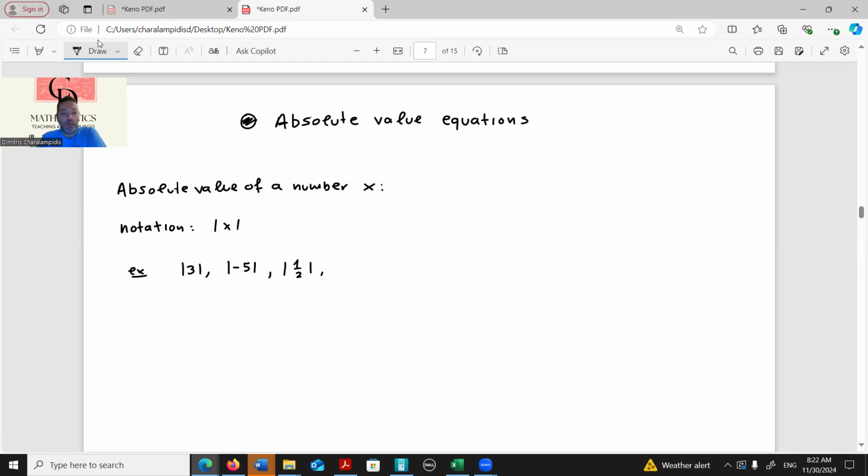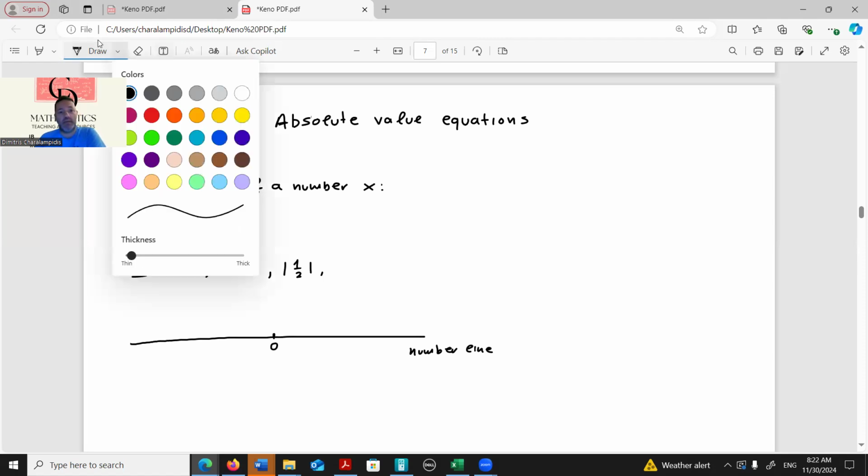Now, we know, or at least we should have known, that we have a number line on which all numbers can be placed. In the middle of that line, we have number 0. At the right of 0, we have positives. At the left, we have negatives. Any number can be placed on that number line.